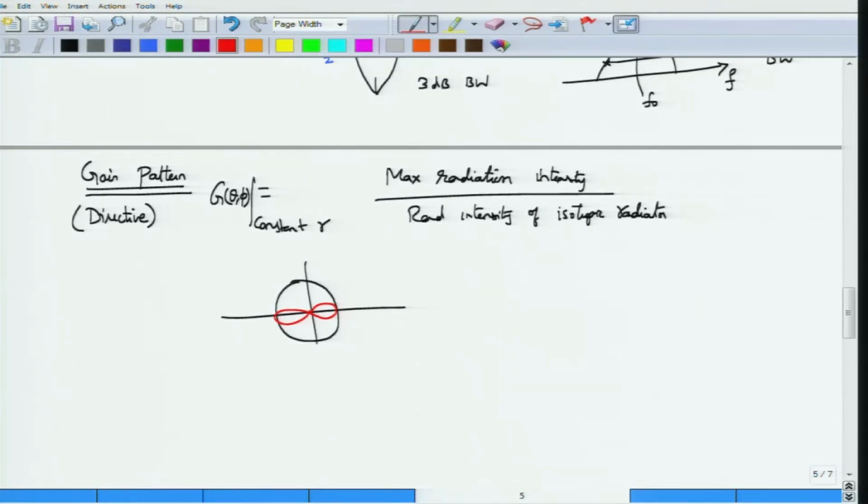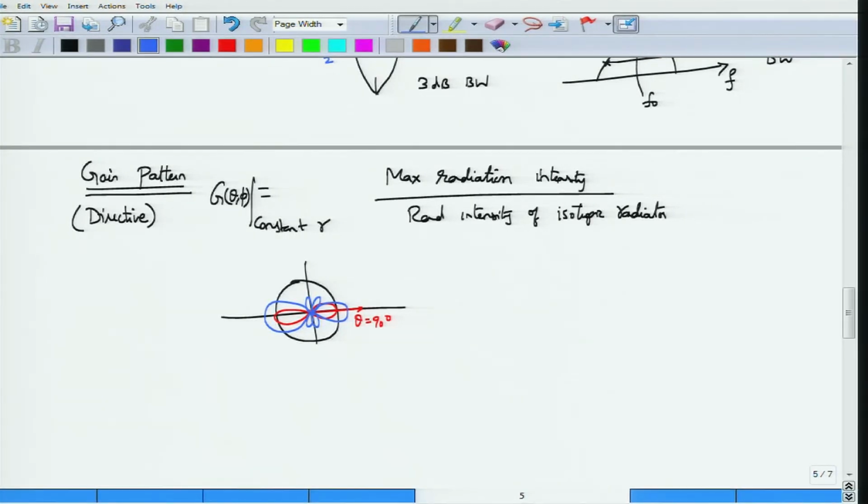Sometimes you can also talk of maximum gain. For example, maximum gain occurs here in this case for theta equal to 90 degrees, and it would be equal to this ratio, this one divided by the isotropic gain at that point. Of course, you can also have an antenna whose pattern would look like this, and then you will have a gain pattern that is also suitably defined. So, this is all about the characteristics of an antenna that we wanted to discuss.